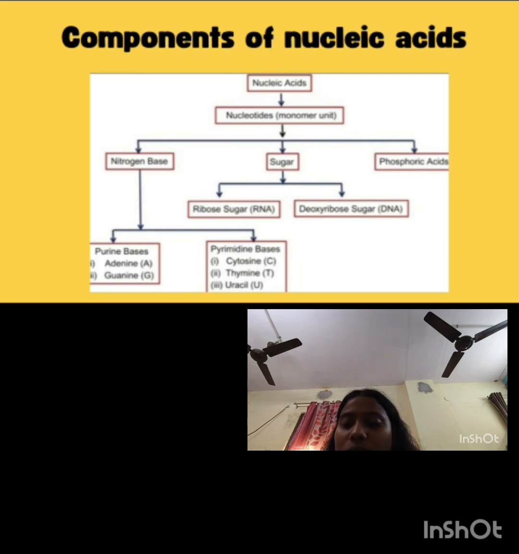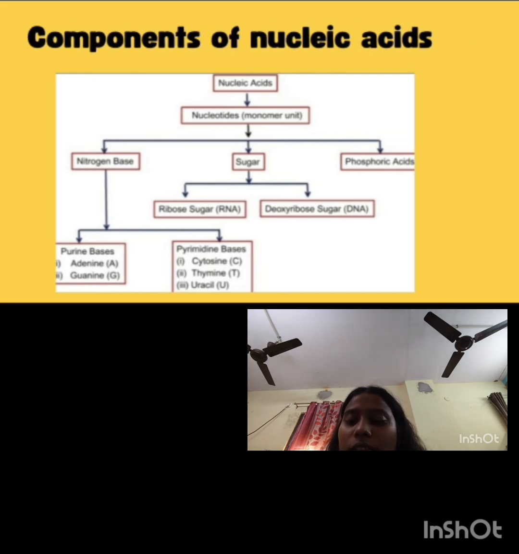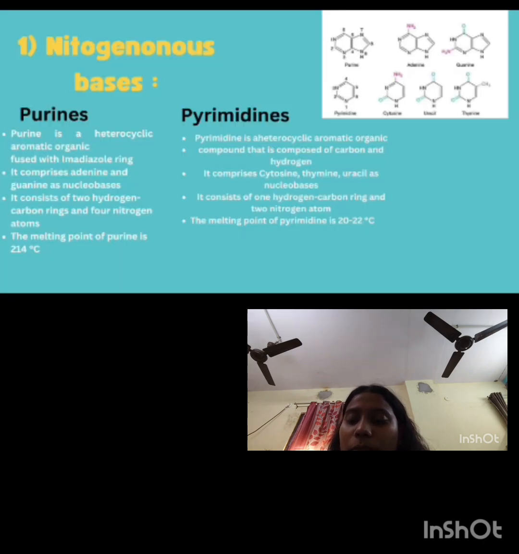And nitrogen bases are of two types. First one is purine, second one is pyrimidine bases. Purine has two types, adenine and guanine, and pyrimidine has three types, cytosine, thymine, and uracil. Now, first we have nitrogenous bases. Nitrogenous bases are divided into two parts, purine and pyrimidine.